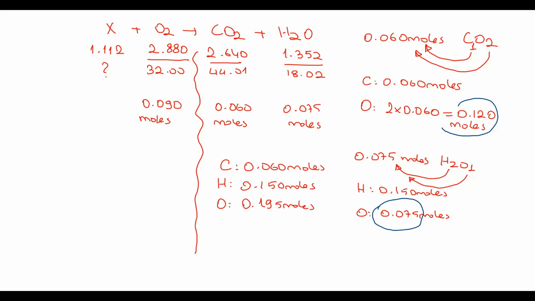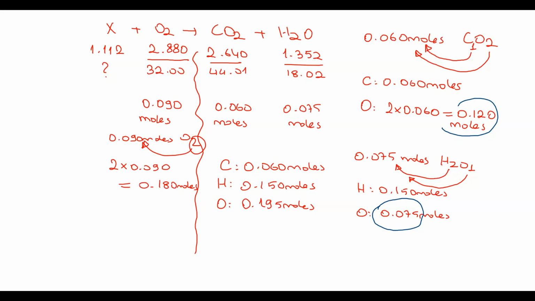So on the reactant side, we need to have 0.060 moles of carbon, 0.150 moles of hydrogen, and 0.195 moles of oxygen. But we also have an oxygen molecule here, and it is 0.090 moles. So some of the oxygen comes from here, and the rest is coming from X. So let's calculate how many moles of oxygen we have in 0.090 moles of oxygen molecule. Since we have 2 atoms inside the molecule, we need to multiply by 2, and it makes 0.180 moles.